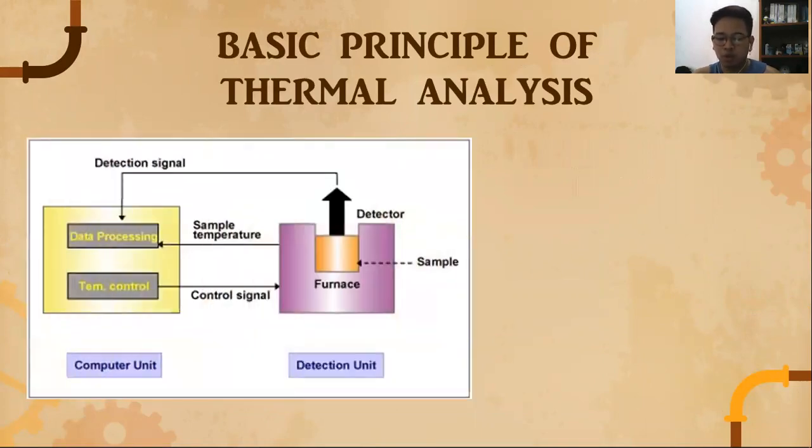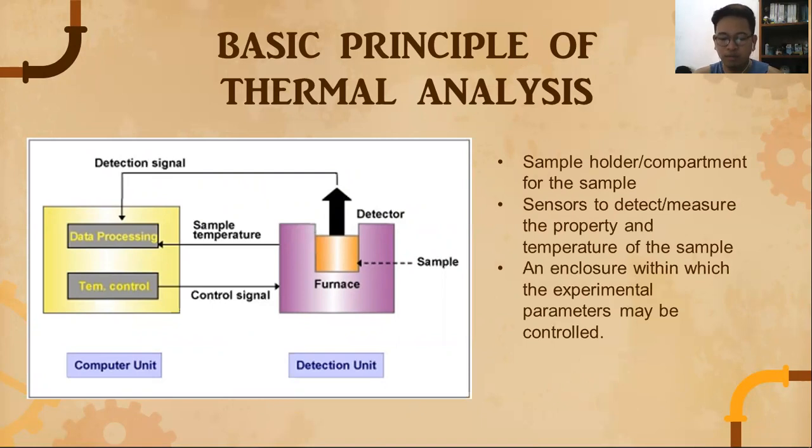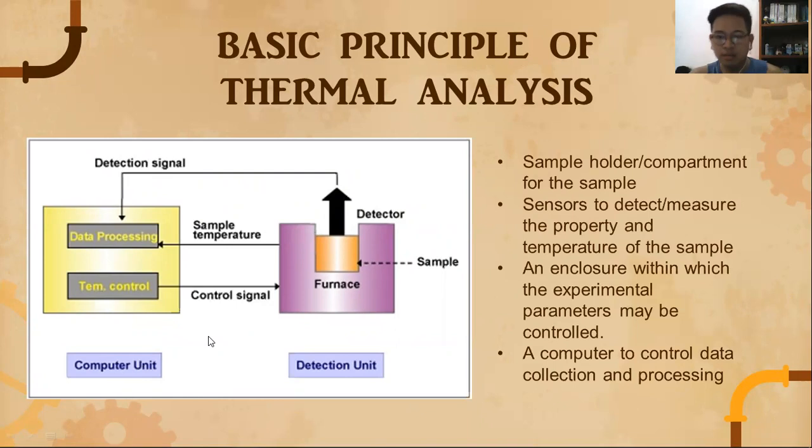But first, we should know the basic principle behind thermal analysis. Here is the basic principle in a diagram of thermal analysis. First, there is a sample holder or compartment for the sample. Second is a sensor to detect and measure the property and temperature of the sample. Third is an enclosure in which the experimental parameters may be controlled. And lastly, a computer unit to control data collection and processing.